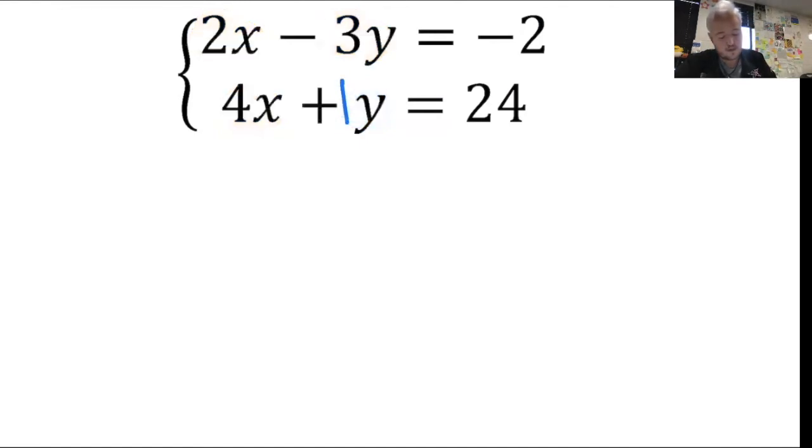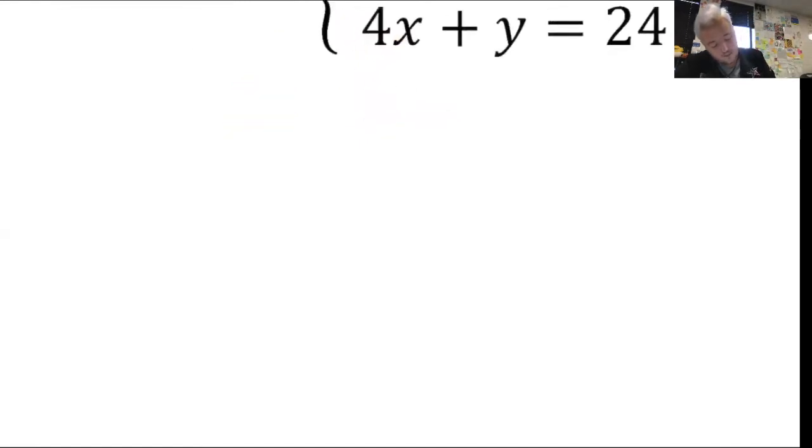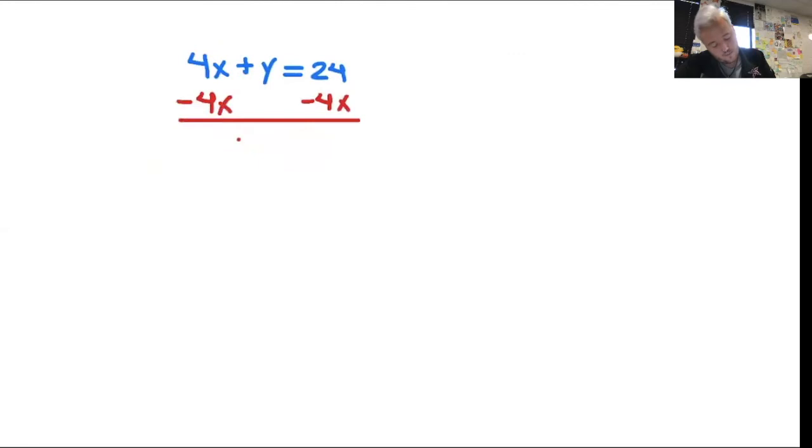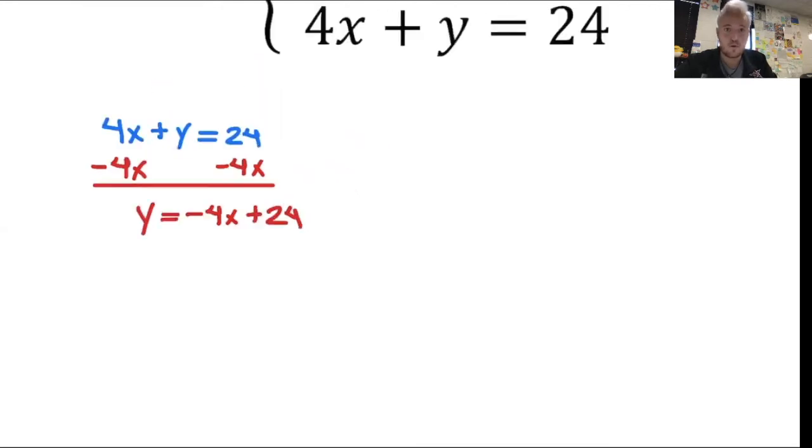So that's the indicator to me that I'm going to take that equation, so 4x plus y equals 24. I want to solve that equation for y. So to solve it for y, I'm going to subtract 4x. So I'm going to have y equals -4x plus 24. If you want to do 24 minus 4x, it's the same thing. I'm just writing it in slope-intercept form just for the sake of writing it in slope-intercept form.